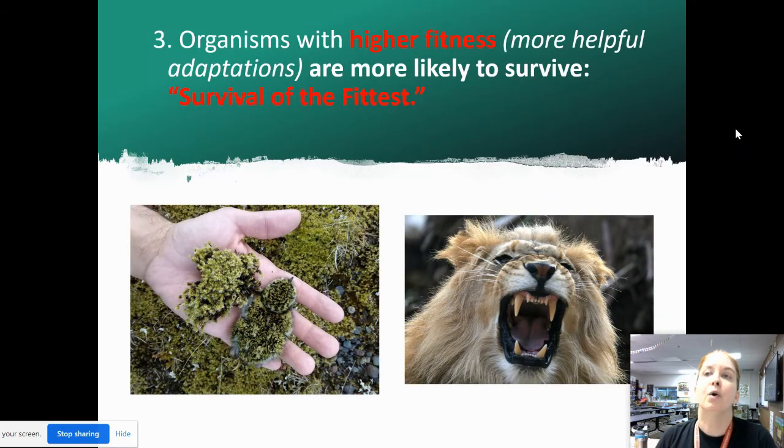So number three, organisms with higher fitness or more helpful adaptations are more likely to survive, hence survival of the fittest. So check out this little baby bird. He blends in really nicely with the moss. So this guy is not going to get eaten. He is safe. This guy, great eyesight, really sharp teeth. So those are adaptations that are going to help him survive.